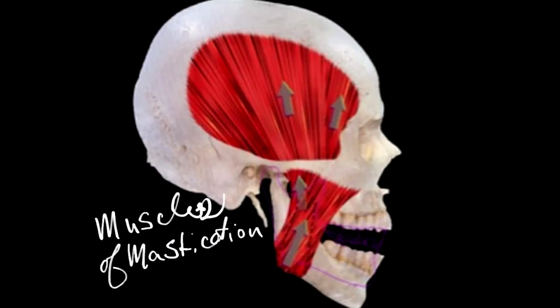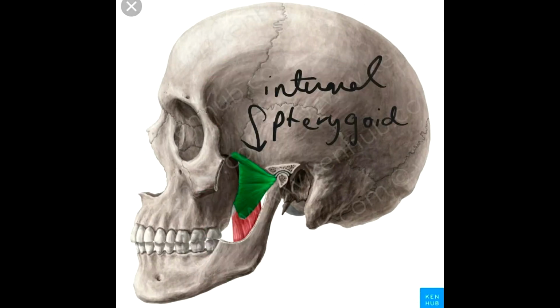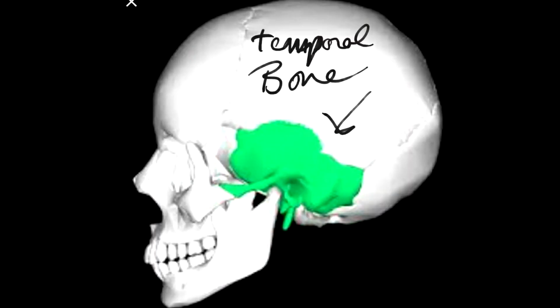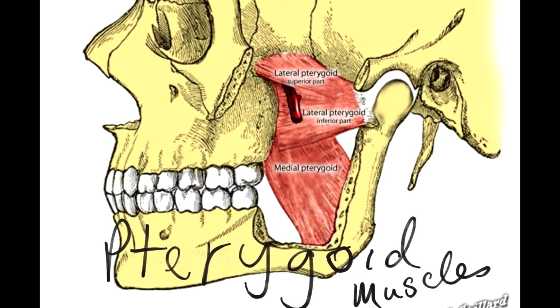Another important group of muscles are the muscles of mastication, which have to do with the chewing and grinding of food. This group of muscles includes the temporalis, the masseter, the internal pterygoid, and the external pterygoid. As you might guess, the temporalis is so named because it is attached to the temporal bone. The word masseter comes from the Greek word for chewer. Pterygoid muscles are also named for one of their attachments, which is the pterygoid, or the wing-shaped portion of the sphenoid bone.